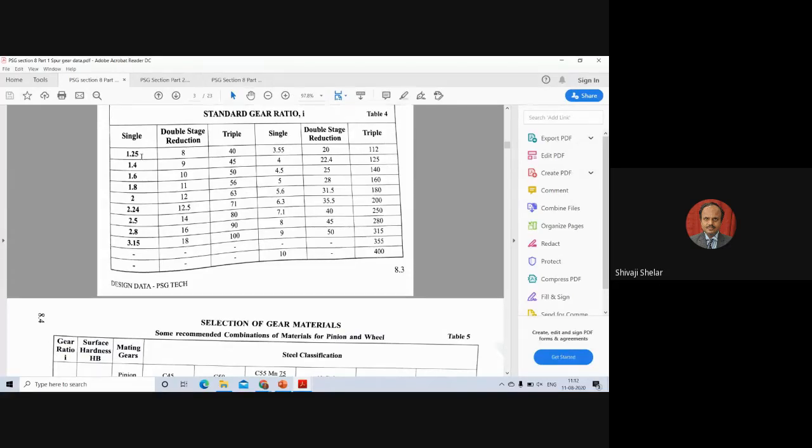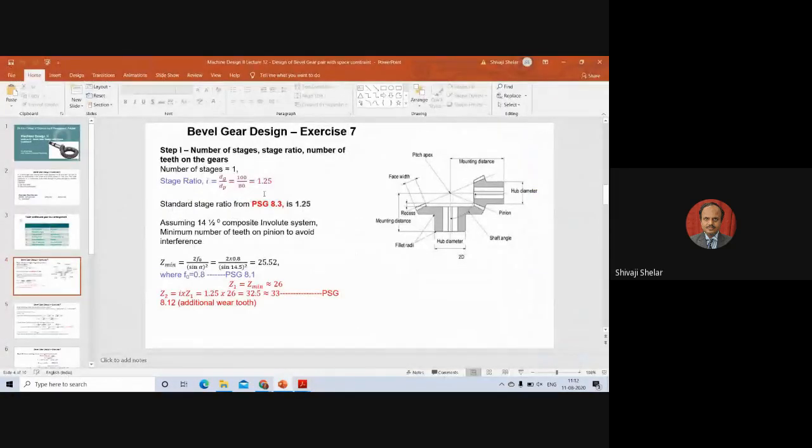But when we actually select the number of teeth, then the standard ratio is converted into 1.26. So when we go to the next table values, then this 1.25 is converted into 1.26. So there is not much difference between 1.25 ratio and 1.26. So you can select this ratio 1.25 or 1.26, and we can start designing. So we have standard ratio from PSG 8.3, 1.25.